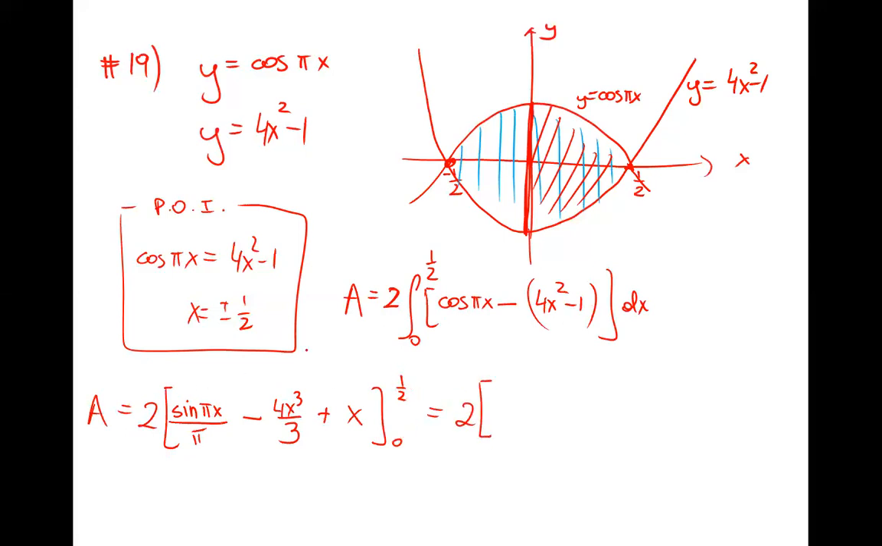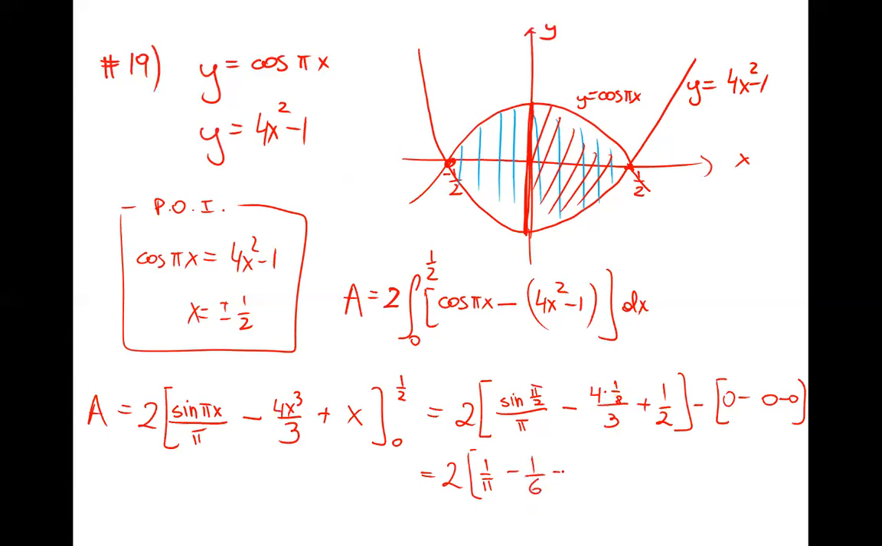Okay, let's substitute 1/2. Sine at pi over 2 over pi, minus 1/2 to the power of 3 will be 1 over 8, plus 1/2. If I substitute 0, I think I'm getting all of the zeros. We don't even have to write it down, but I will. Okay, sine at pi over 2 is 1. This one is 1/2. 4 times 1/8 is 1/2. 1 over 6 plus 1/2.